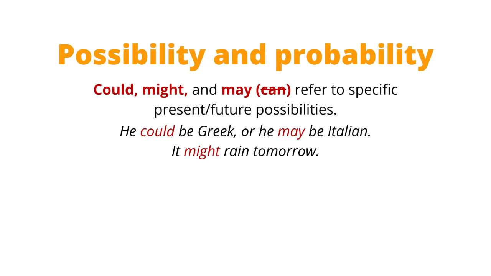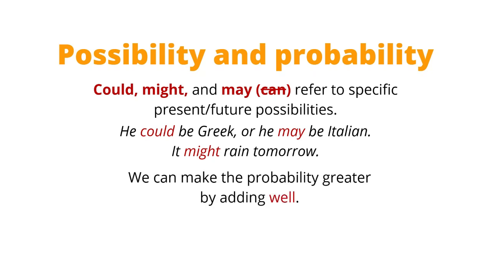And here's another one, speculating about the future. It might rain tomorrow. Now if we want to increase the probability, we can use well. For example, she could well be his sister. So it's possible to say she could be his sister, showing that there's a possibility, or she could well be his sister, making it more probable.